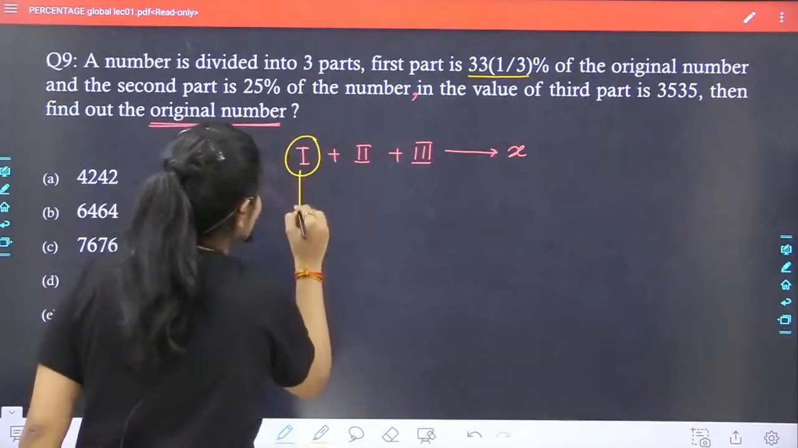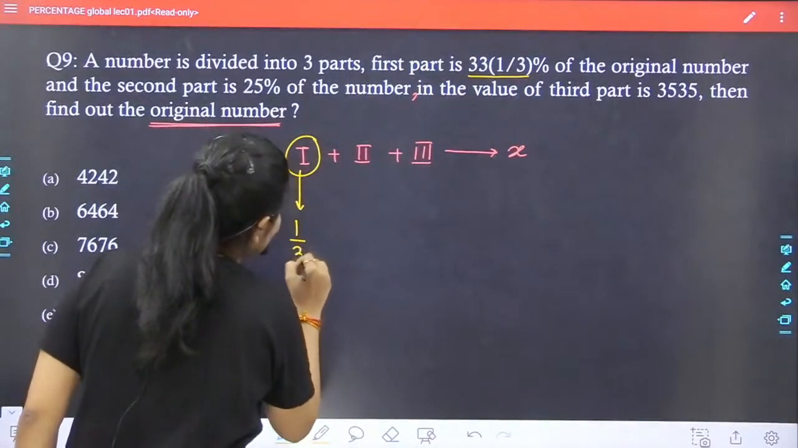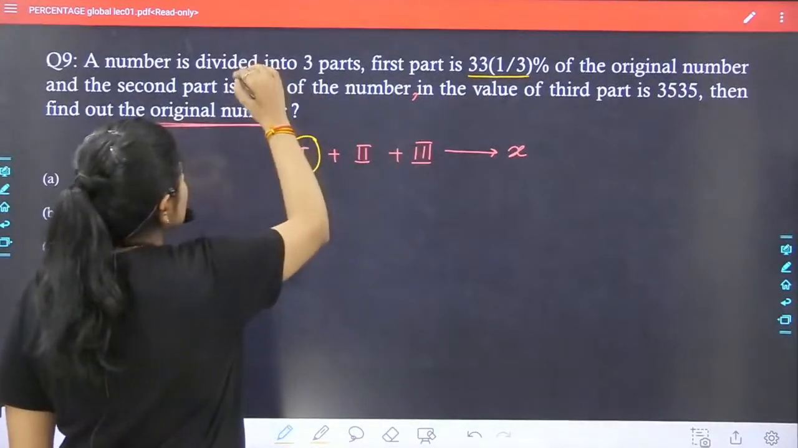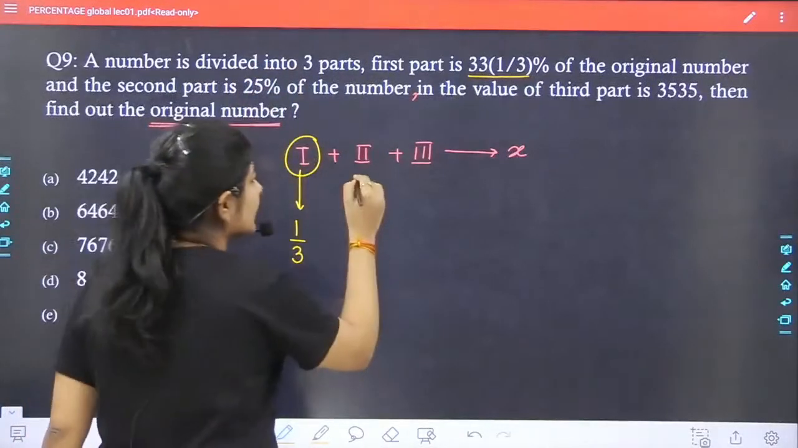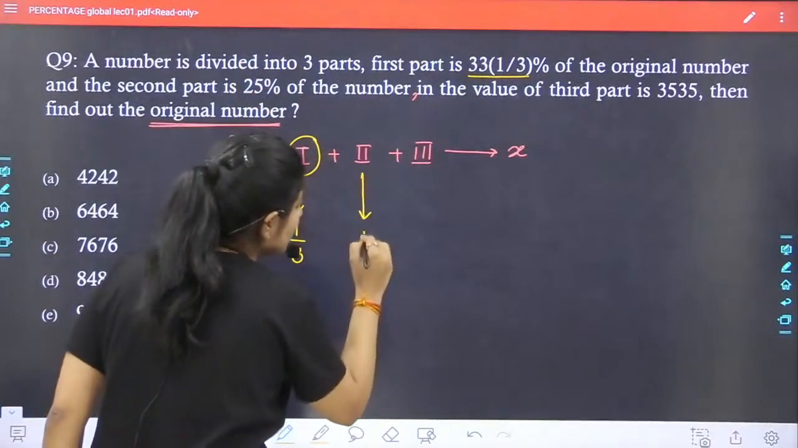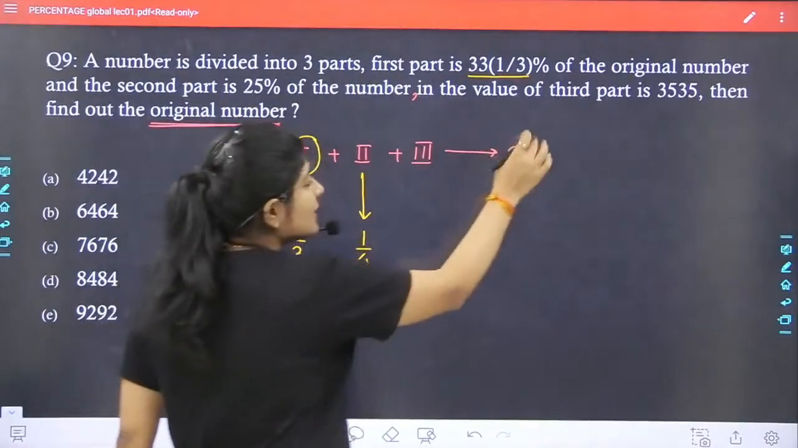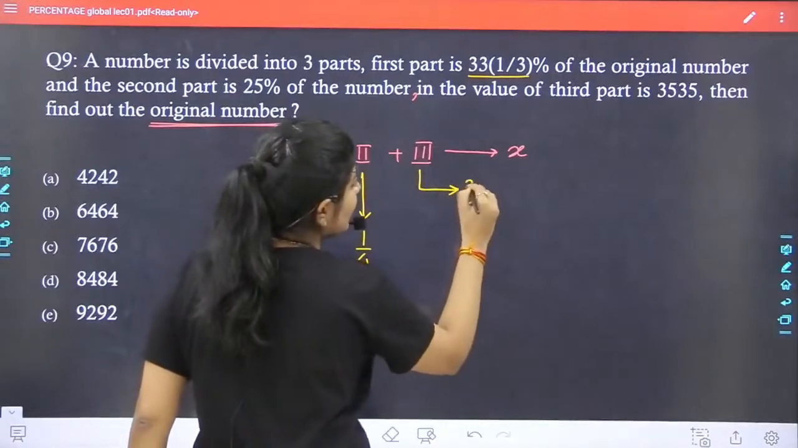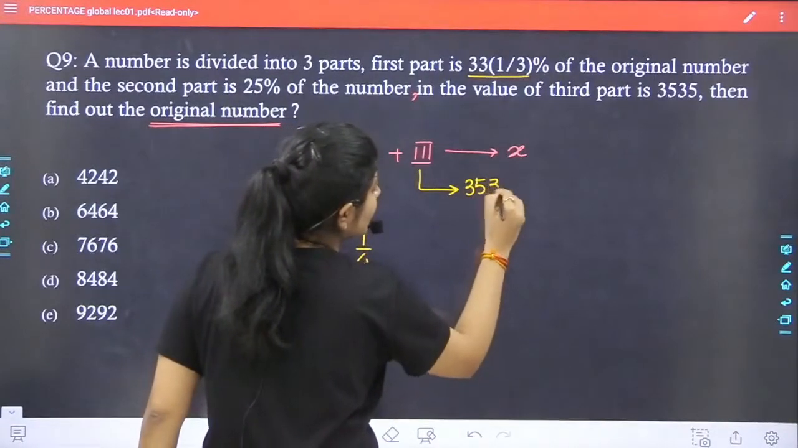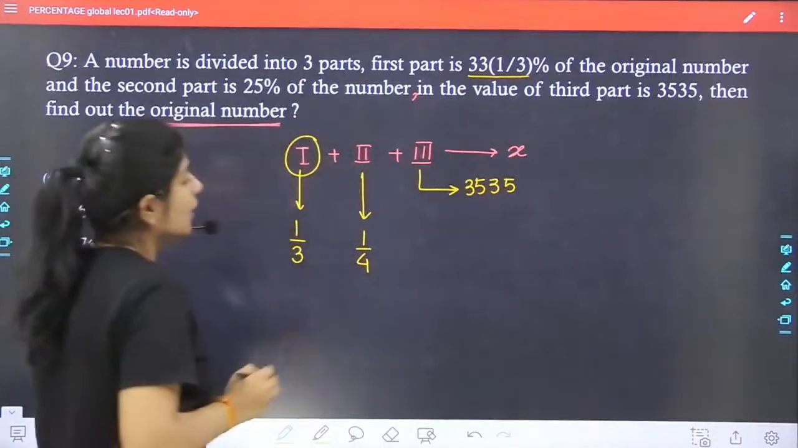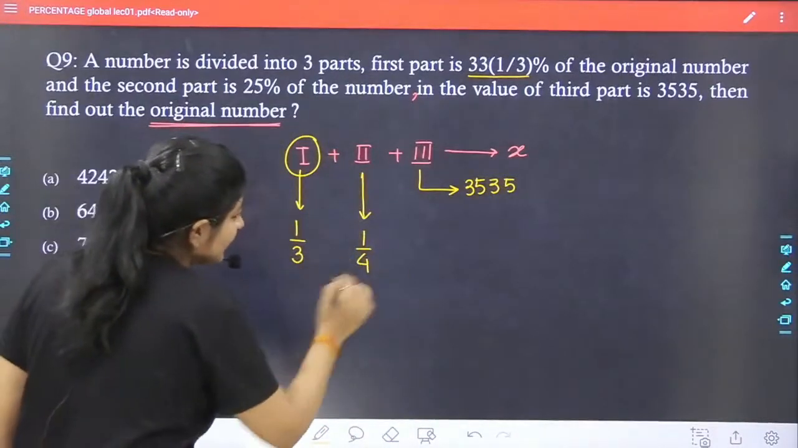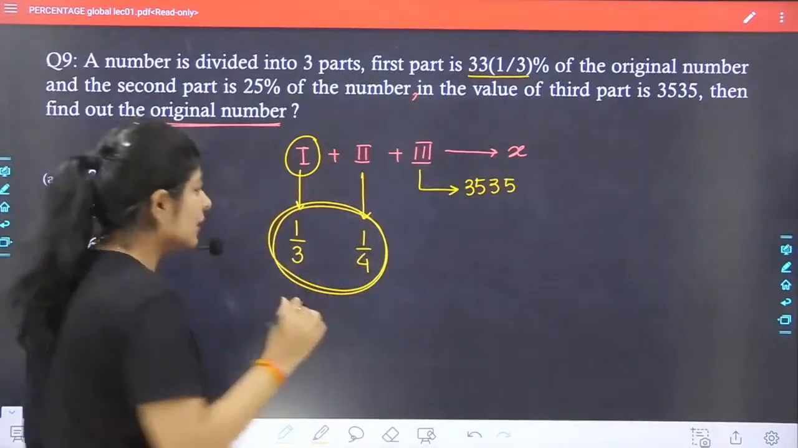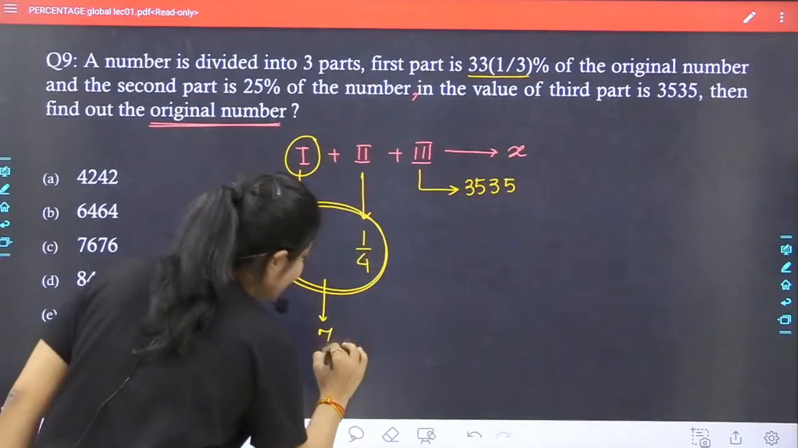That means I can write it as 1 by 3 of x, right? And the second part is 25% of the original number. That means this should be equal to 1 by 4th part of this original number. And this third part is given in value, that is equal to 3535, right? Now if I calculate both of these numbers which are given in percentage, not in value, I'll get 7 by 12.